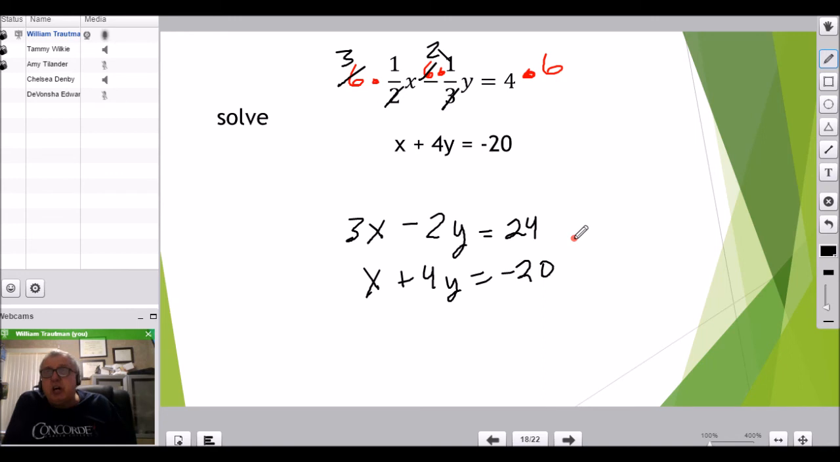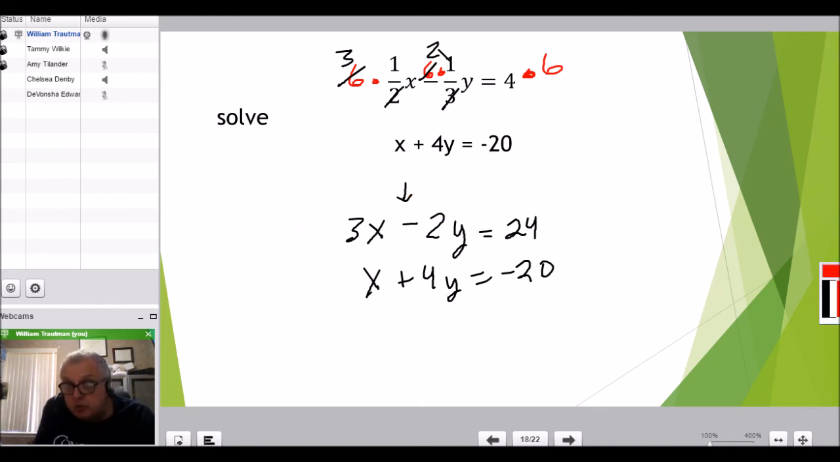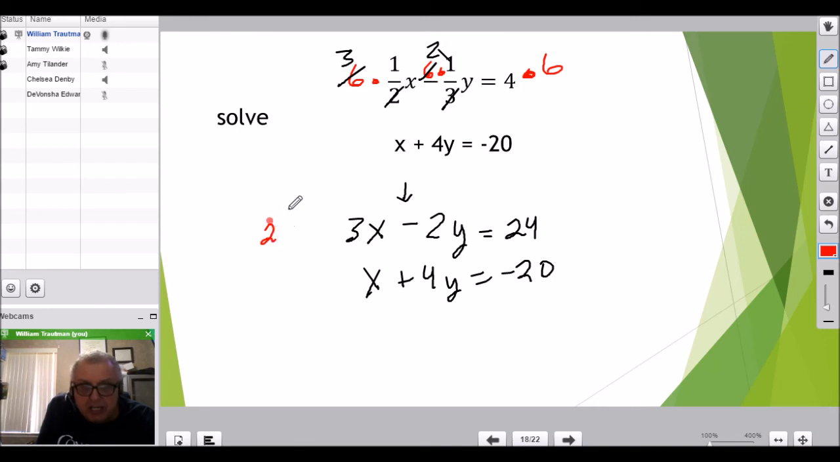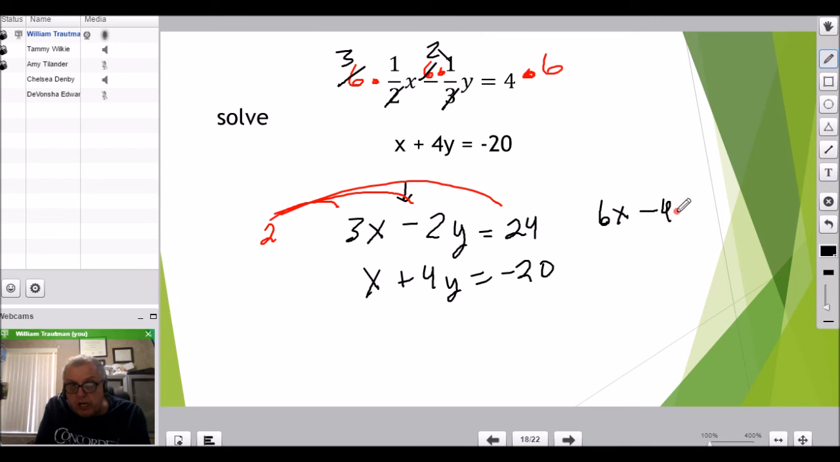Okay, how do you want to solve this? Using substitution or elimination? Elimination. If you would have said substitution, I would say that's fine. But I'm using elimination. Do you see how the y's have a plus and a minus? And if I multiply the top by 2, it's real easy, because then I'll have a negative 4y, and that's nice and pretty. So I'm going to do 2 times 3, and I get 6x. 2 times the negative 2, negative 4y. And 2 times 24 is a positive 48.